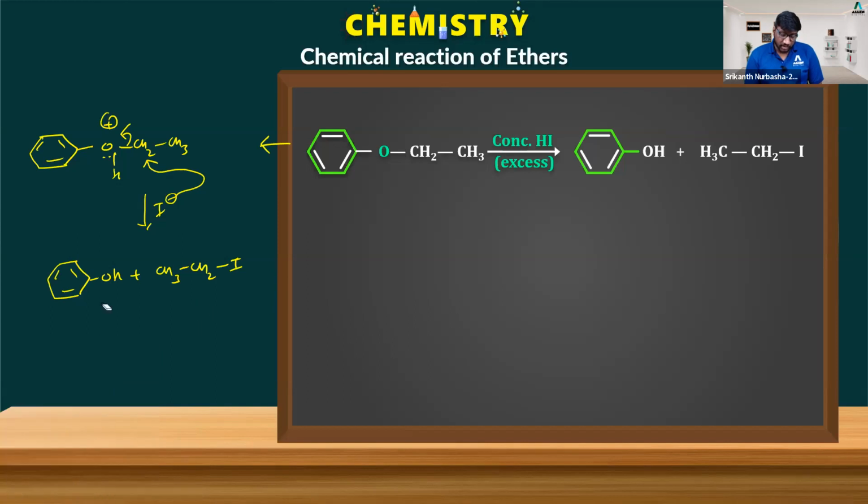So that is the only possibility, and you cannot convert the phenol to the respective aryl halide because the C-OH bond can never be cleaved. Even though you treat with concentrated HI in excess, this C-OH bond cannot be replaced due to partial double bond character.